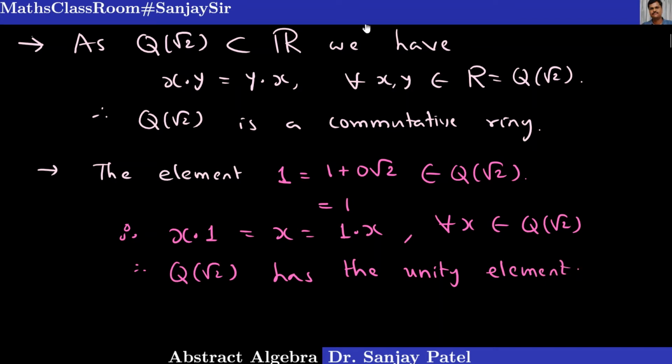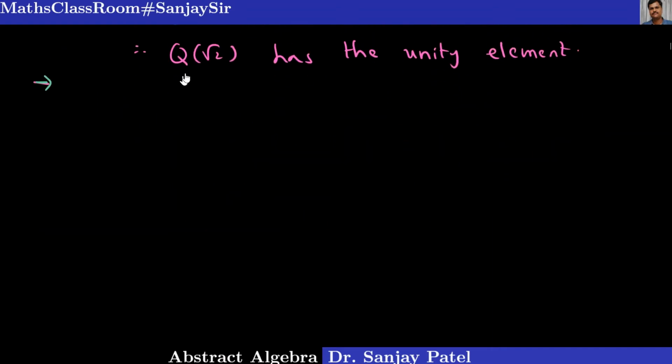Okay. Now what is next is, does it have units, or what are the units of this ring? It means what kind of elements or numbers in Q root 2 have a multiplicative inverse. For a multiplicative inverse, we must always take a non-zero element. Let x is equal to a plus b root 2 belongs to the ring Q root 2.